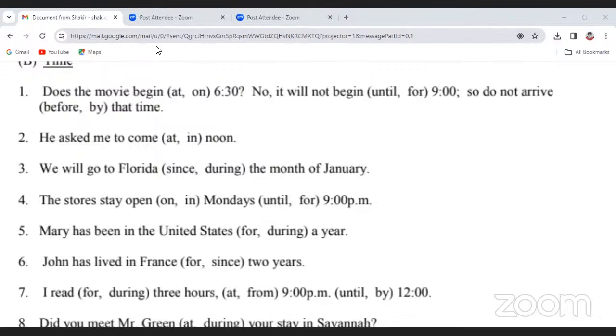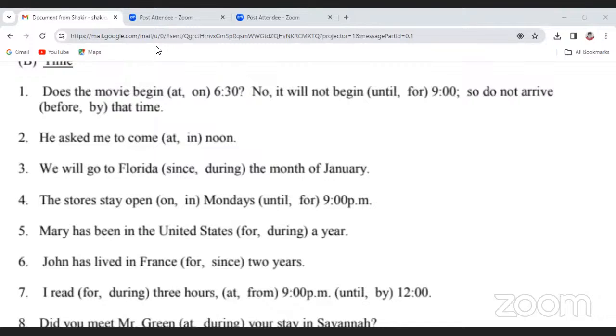Number 5. Mary has been in the United States dash a year. For a year. Yes, for is the correct answer, absolutely. Mary has been in the US for a year. We move to number 6.